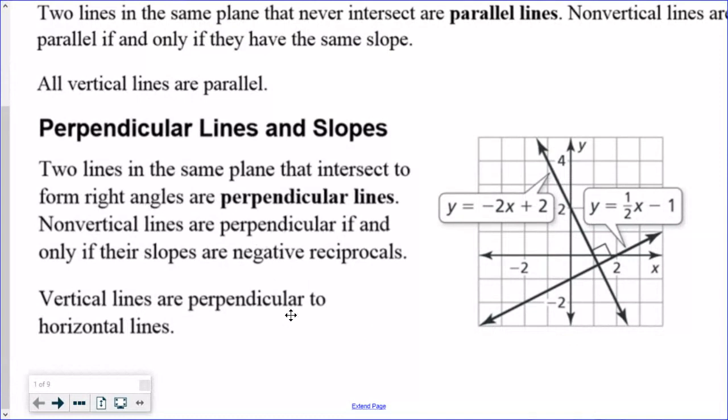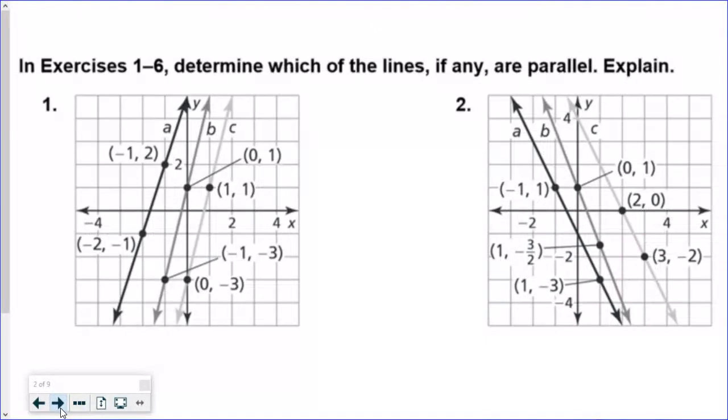Perpendicular lines are lines that intersect to form right angles. Those are called perpendicular. Non-vertical lines are perpendicular if and only if their slopes are, and I'm not going to say negative reciprocals, I'm going to say opposite reciprocals. And I'll talk about that more. And then vertical lines and horizontal lines are perpendicular. So that's like a timeout symbol. Okay? So a vertical and a horizontal.